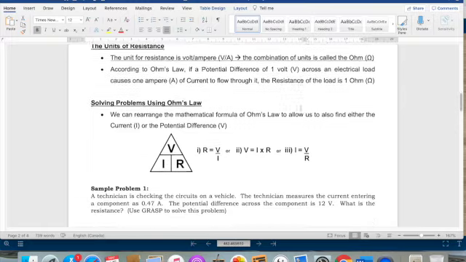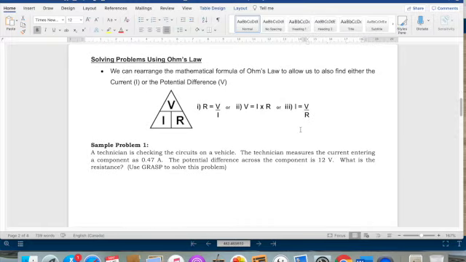That's just what the definition of an ohm is, which we know. And let's talk about how to solve problems. So we rearrange the formula of Ohm's law to allow us to find either the current or potential difference. So here's that nifty triangle.